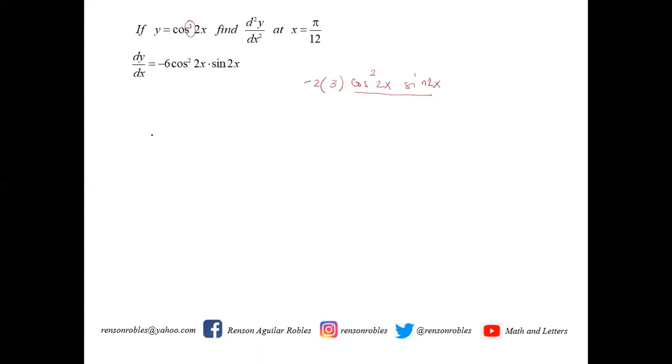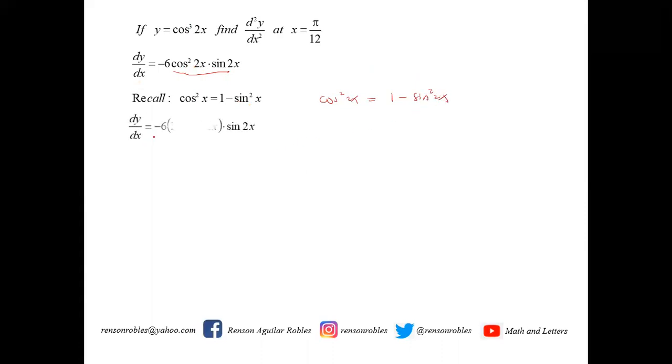Now, to get the second derivative, you might use the derivative of a product, but if you want to avoid the use of the derivative of a product, we just simply simplify this, okay? So we shall recall that cosine squared x is equal to 1 minus sine squared x. Therefore, cosine squared 2x is simply equal to 1 minus sine squared 2x. So we shall have dy dx is negative 6, and then we simply replace cosine squared 2x by 1 minus sine squared 2x, then times sine 2x.